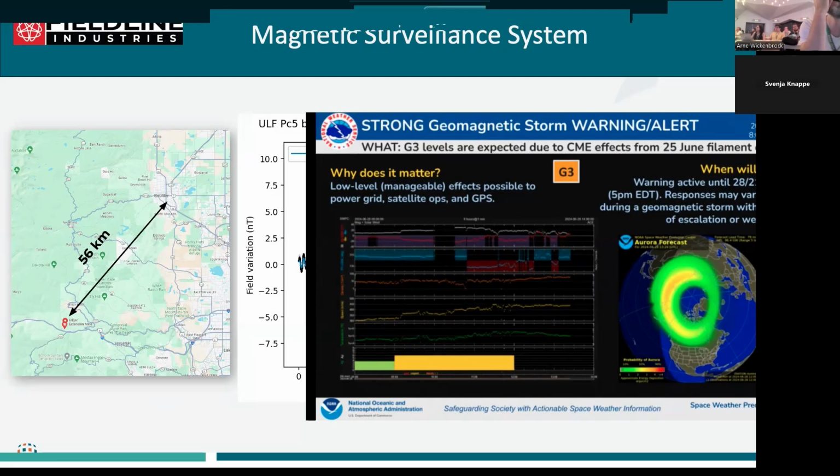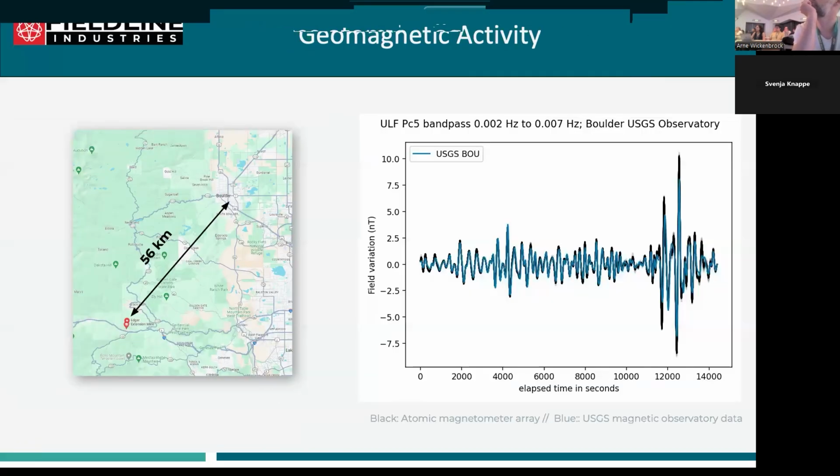Up here in Boulder, about 56 kilometers away, we have a magnetic observatory run by USGS, the United States Geological Survey. They have an array of magnetometers, and they publish their data, so we can compare. This is what we measured. The black is our magnetometer array, and the blue one is what USGS data measured 56 kilometers away. We see a lot of geomagnetic activity.